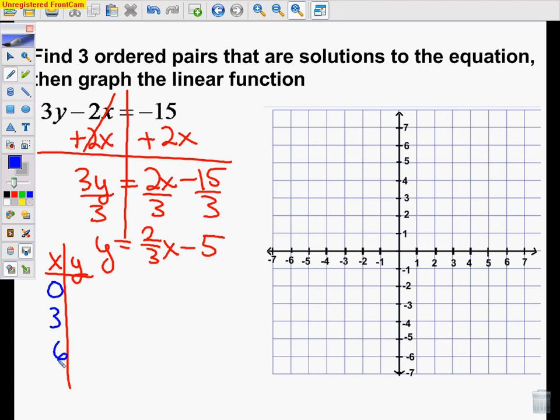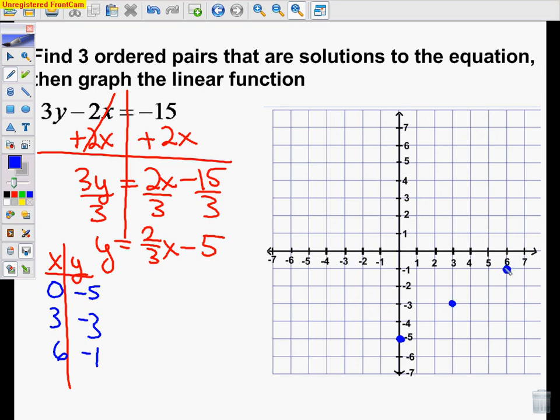All right, if you plug in 0 here, 2/3 of 0 is 0. 0 minus 5 is negative 5. 2/3 of 3, that's 2. 2 minus 5 is negative 3. And 2/3 of 6, that's 4. 4 minus 5 is negative 1. So we can go ahead and plot those values. 0, negative 5 would be here. 3, negative 3 would be here. And 6, negative 1 would be here.